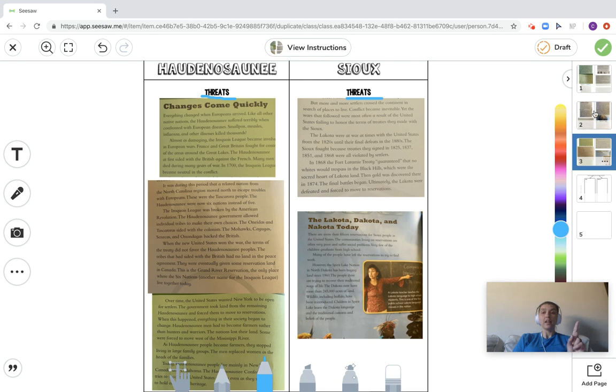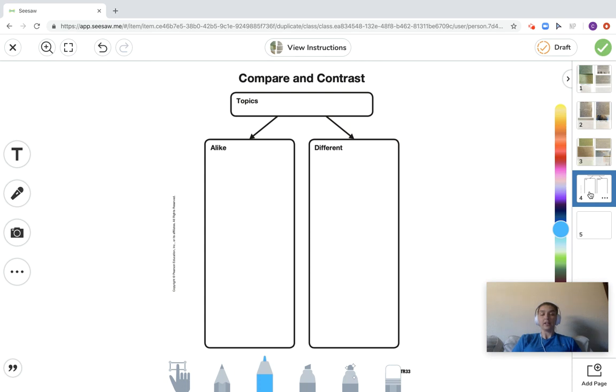Once you've made your decision, that's the page and information that you will read. So maybe I'm really interested about what threats these nations had to endure and overcome. So that's what I'm going to compare and contrast. I'm going to reread. This is directly from the text, so this should be familiar information. You're going to reread the threats of the Haudenosaunee on the left, then you'll reread the threats of the Sioux on the right. Here's where you start filling things in. On page 4 is where you are going to start writing. How are the Haudenosaunee and the Sioux threats alike? How are they similar? And how are they different?